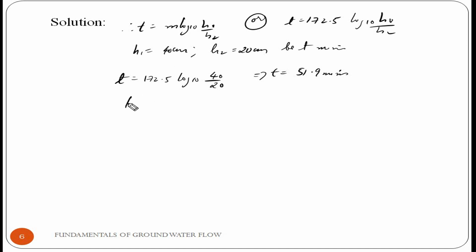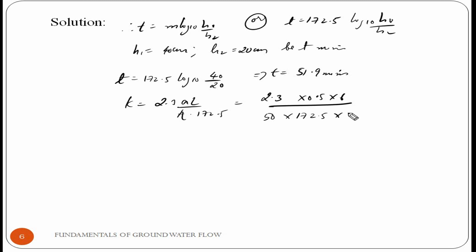So now we will substitute in K value 2.3 L divided by A into 172.5, that is M, that is setup is constant. So that is 2.3 into 0.5 into 6 divided by 50 into 172.5 into 60. So it is coming around 1.335 into 10 to the power of minus 5 centimeter per second.